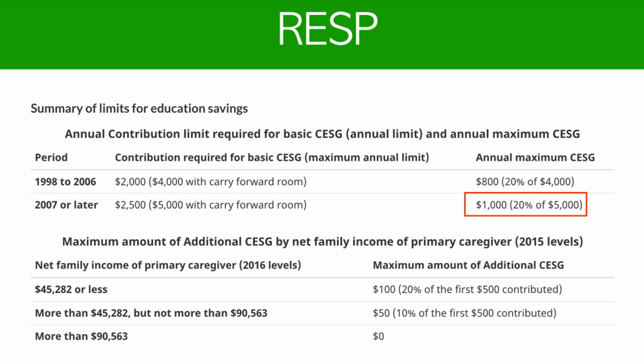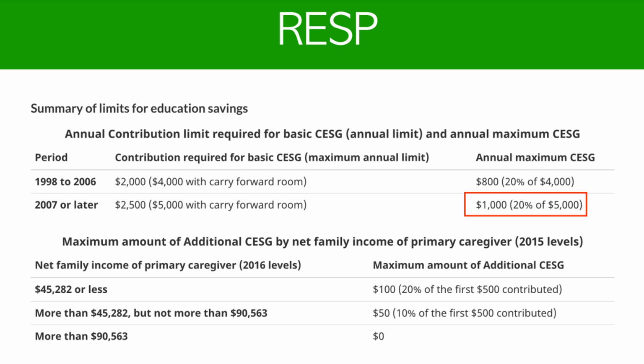When you look at this slide, the focus is really on 2007 or later, which is $2,500 with $500 carry-forward room. And here you can see the annual maximum CESG is actually $1,000, which is 20% of $5,000. So if you put in $5,000, then you get $1,000 from the government. So this gives you the feeling that, hey, perhaps you do want to get that grant from the government.